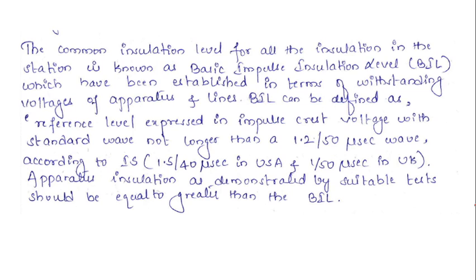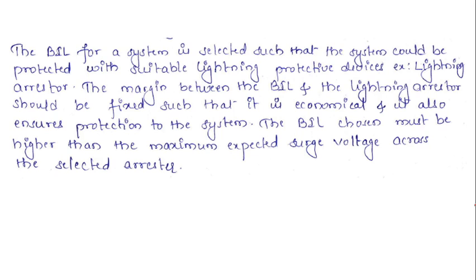Apparatus insulation, as demonstrated by suitable tests, should be equal to or greater than the BIL, the basic impulse insulation level. The BIL for a system is selected such that the system is protected with suitable lightning protective devices, for example lightning arresters. The margin between the BIL and the lightning arrester level should be fixed such that it is economical and also ensures protection to the system. The BIL chosen must be higher than the maximum expected surge voltage across the selected arresters.